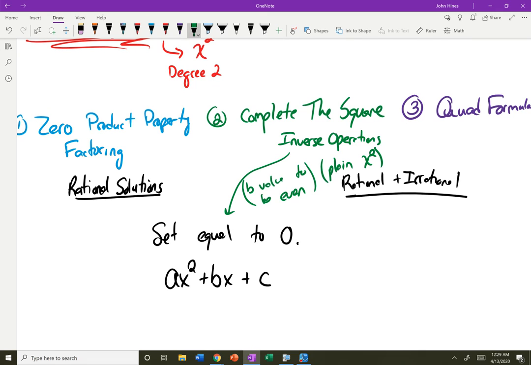So right now, I'm going to walk you through one of each of these problems. I'm going to walk you through factoring, completing the square, and the quadratic formula. I might do the same problem a couple different ways, but I want to show you that we can use these techniques to solve quadratic equations.